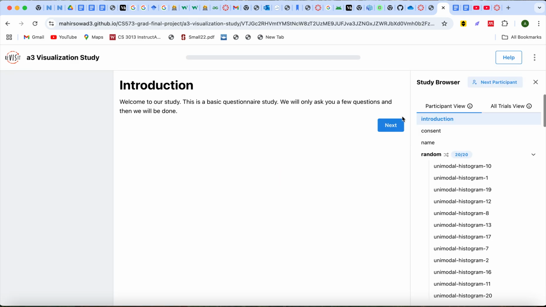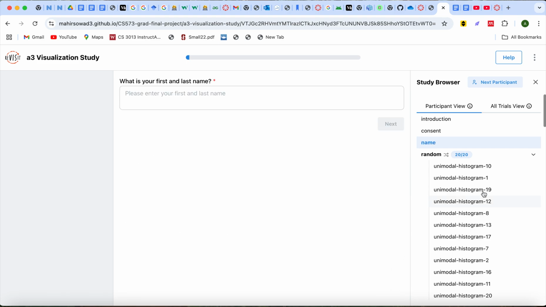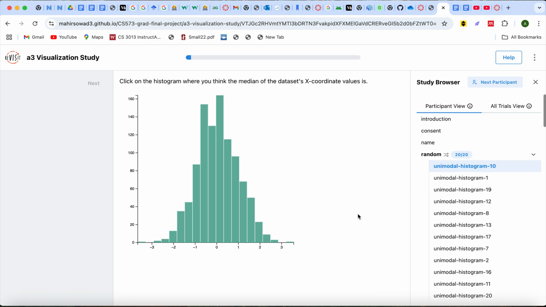once the user gets past the introduction, the consent, and entering their name, they can answer the questions. For an example of the histogram questions, the user just has to click anywhere where they think the median of the underlying dataset's x coordinate values is. We should say, by the way, that for all the questions, for all the graphs, we only care about the x coordinates. The y coordinates do not matter. Once the user has selected their answer, they can click next.